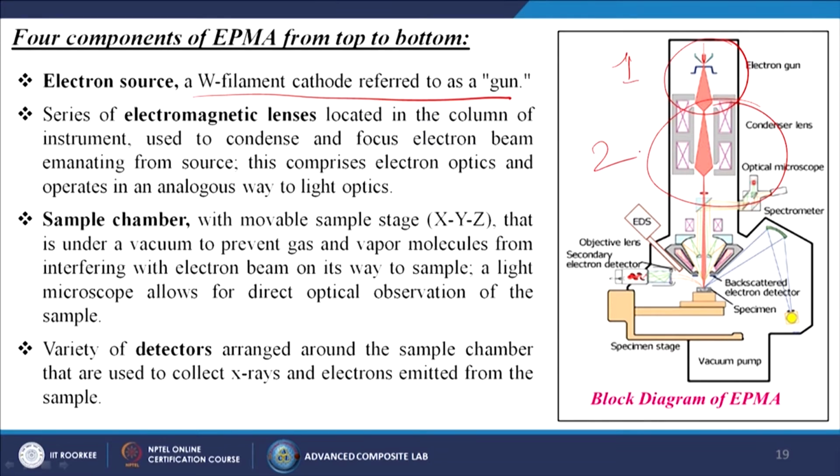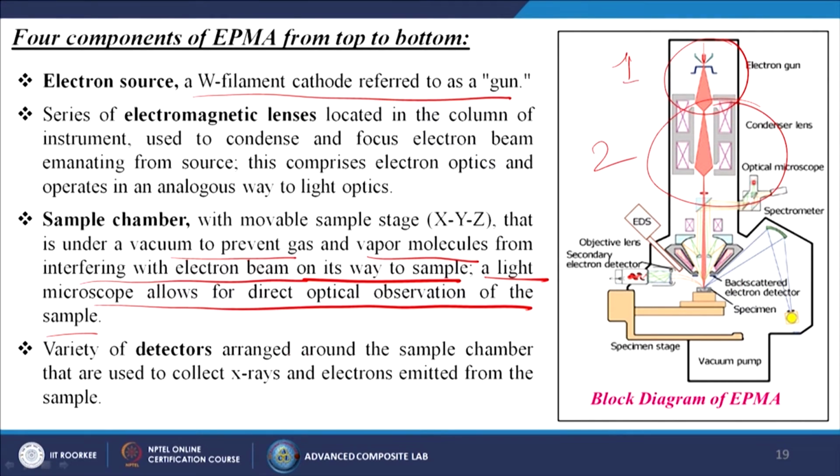Then the sample chamber with a movable sample stage X, Y, Z, means you can move your samples in any direction, is under a vacuum to prevent gas and vapor molecules from interfering with the electron beam on its way to the sample. A light microscope allows for direct optical observations of the sample itself. So, this is known as the number 3 zone over there.